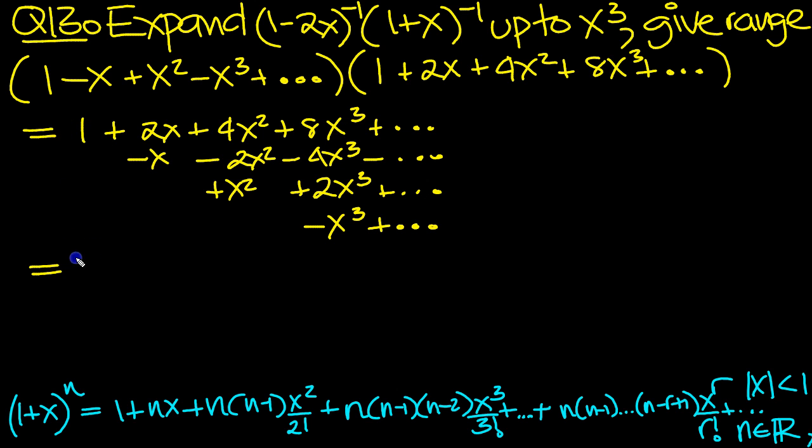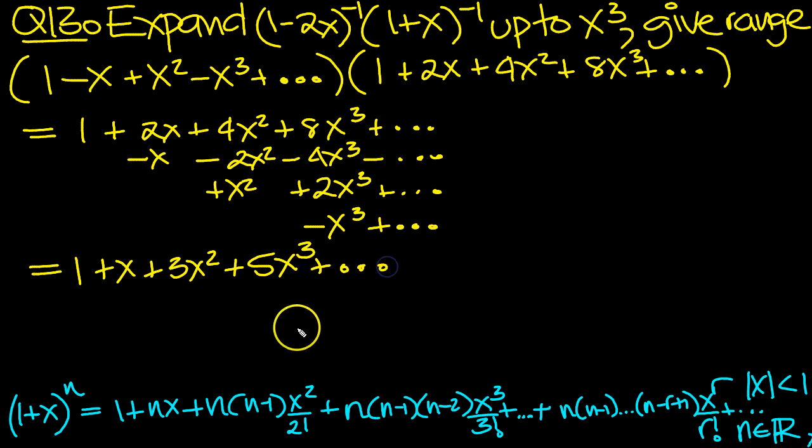So what have we got? We've got 1. We got 2 take 1, x is plus x. 4 take 5, 3 x squared. 8, 10 take 5 is 5 x cubed. They're all pluses, so we can just write it carries on.